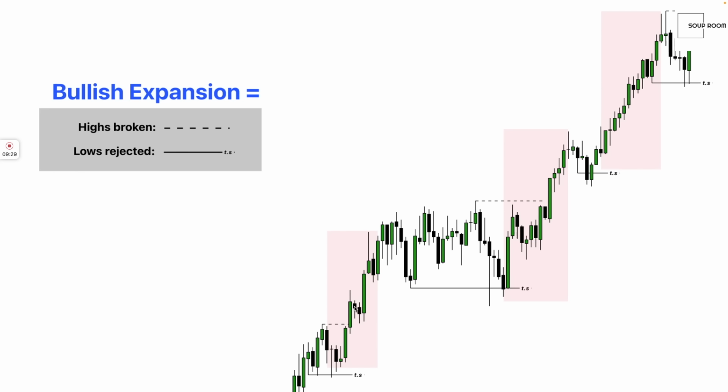Rejecting lows, breaking highs. Which high? The high that rejected the low. Look what happens. We will never come back below this high. Expansion, range, rejecting lows, breaking highs. Expansion, range, rejecting lows, breaking highs. Expansion. There will always be a turtle soup and then an expansion. Always. On every single time frame.